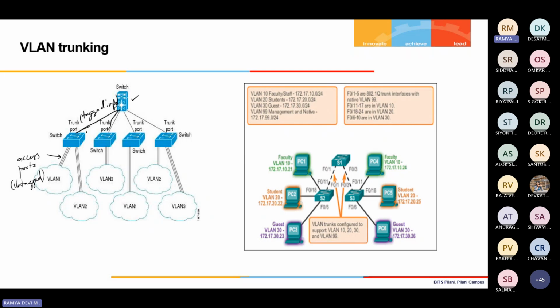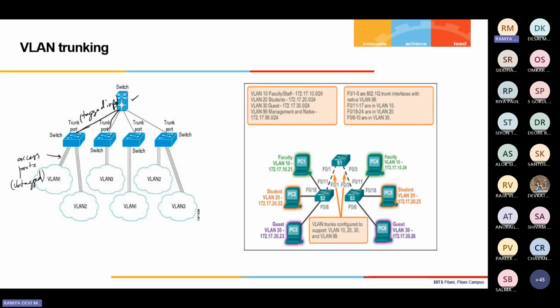So one VLAN can be designated as a native VLAN. Frames from the native VLAN will be sent without tags over the trunk. All the switches must agree on the native VLAN. Otherwise, it can lead to misrouted traffic. In order to avoid that, we can have a native VLAN, or else you can have different VLANs.